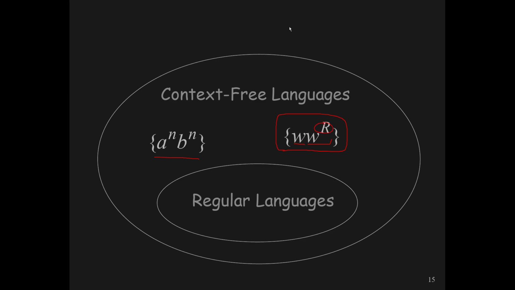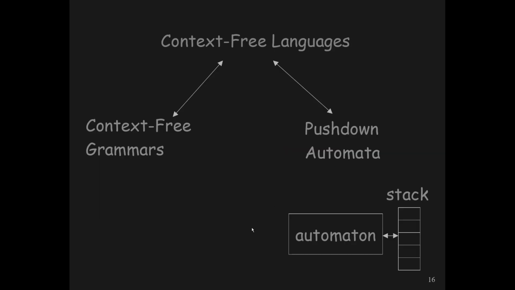So like if W is AB, then W R is, you know, BA. Okay, so this is an even palindrome because you don't have something in the middle. It's even length.